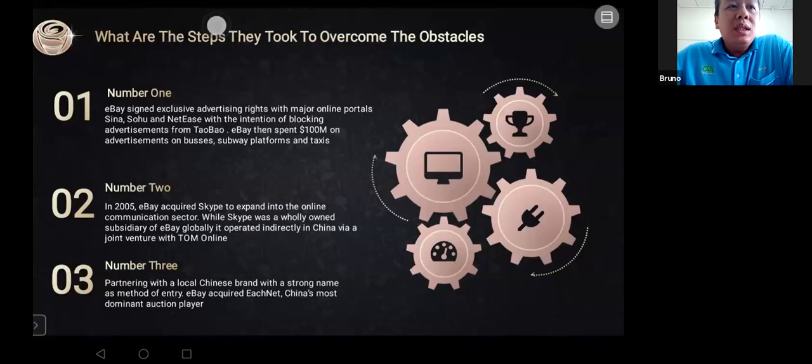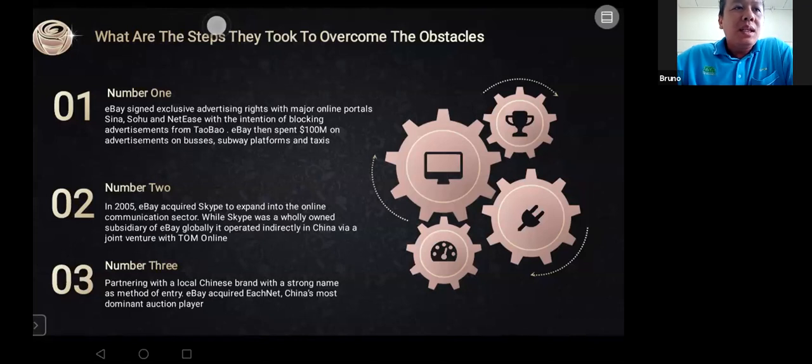Number 2 is, during 2005, eBay acquired Skype to expand into the online communication sector, while eBay was the wholly owned subsidiary of eBay globally, operated directly in China via a joint venture with Tom Online.